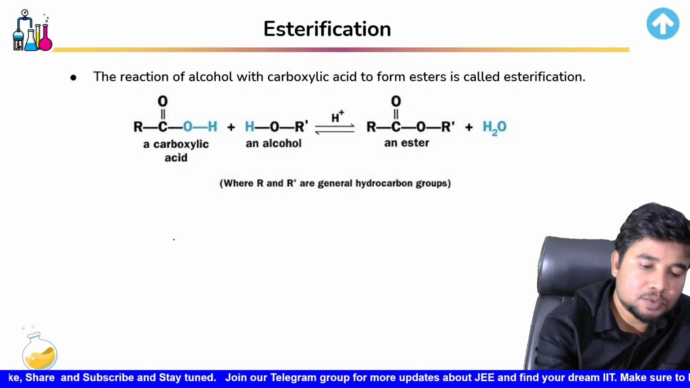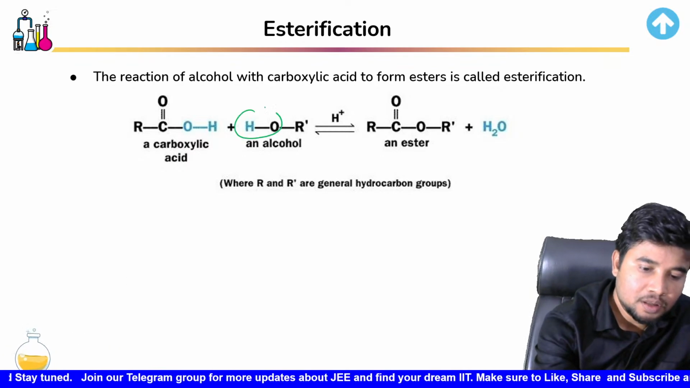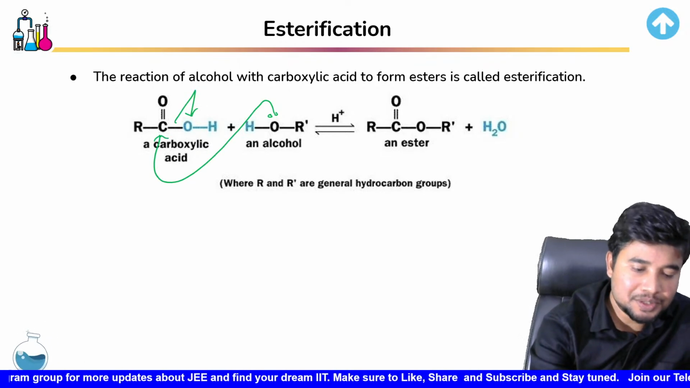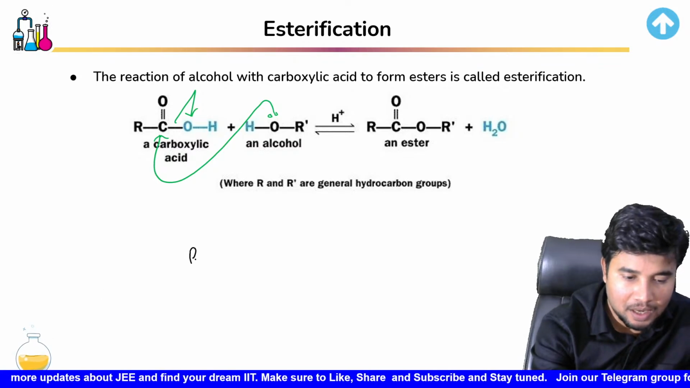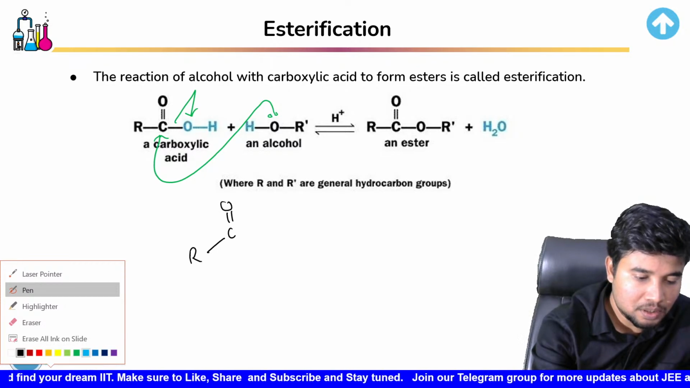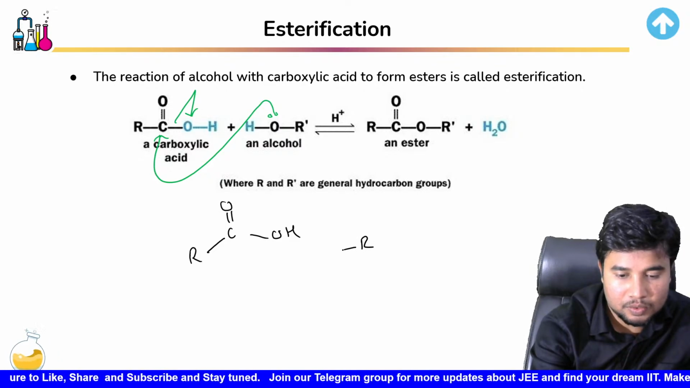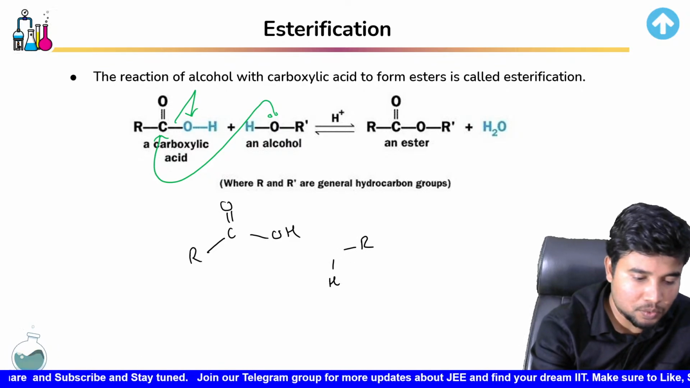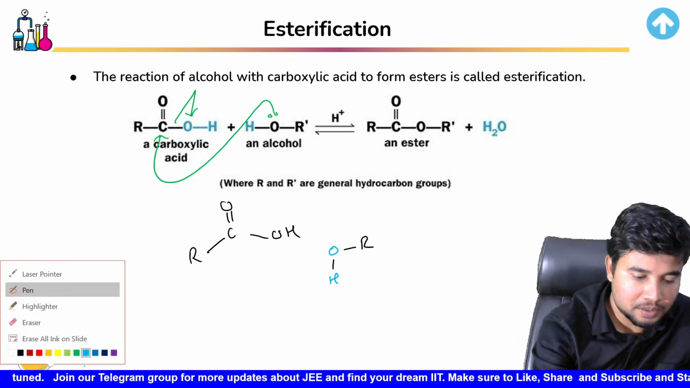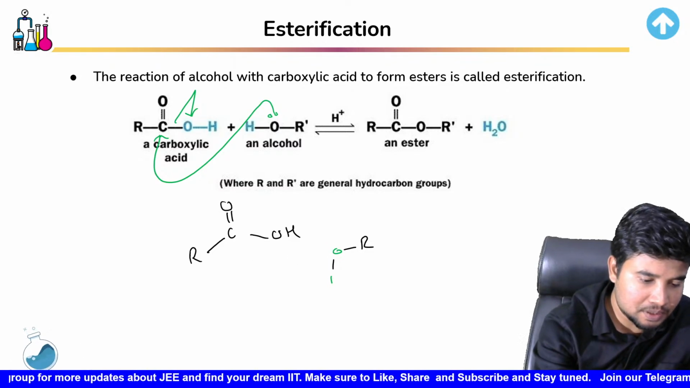So in simple terms, what happens over here is this: this O from here makes an attack on this, and this goes out. So in simple terms, what is happening is this RC double bond O, and let's just keep it as it is, OH, and you have this ROH. I'll make this O and H in green color, let's say. O and H.